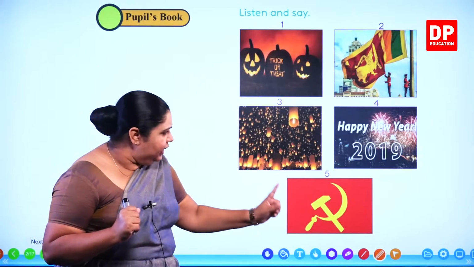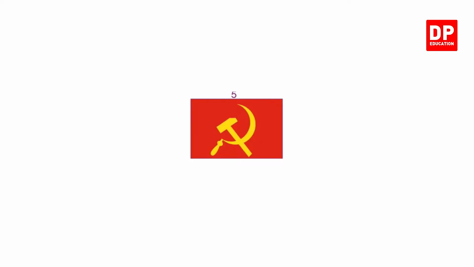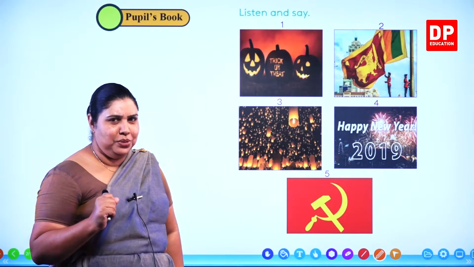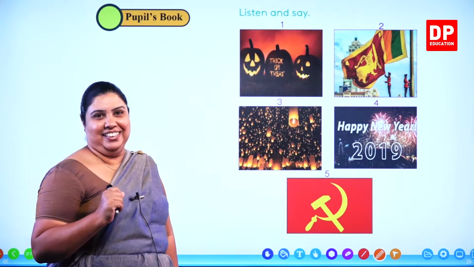Then what is this? Picture number 5. What are these? Are they garden tools? They look like it.